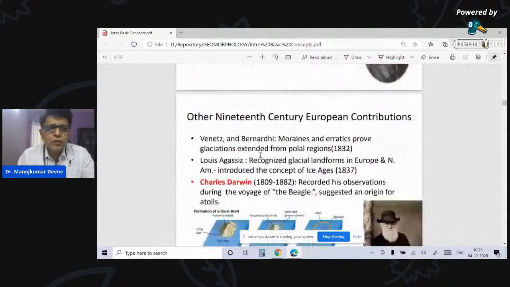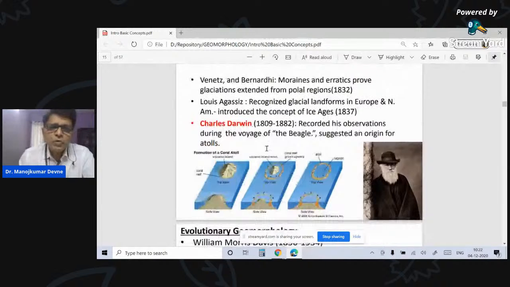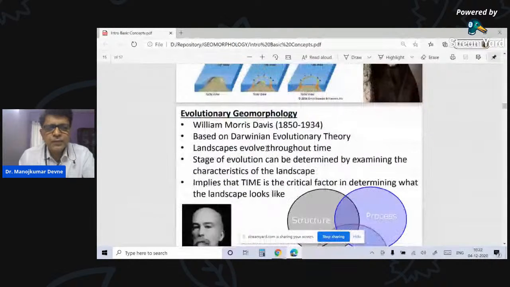A few more of the 19th century European contributors, of them Darwin is very important. He recorded his observations during the voyage of the Beagle, and suggested an origin of atolls. Okay, how do the atolls, that's a group of islands, form? He gave us the theory of origin of atolls as such. But the most important thing Darwin did was something later, and I'll come to that. He had his impact on this.